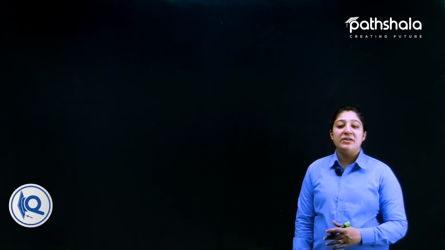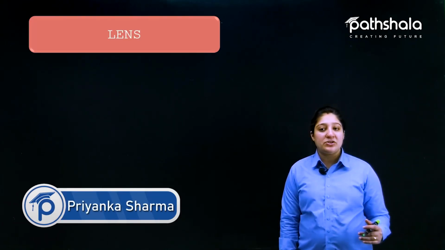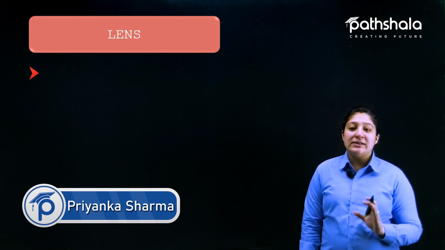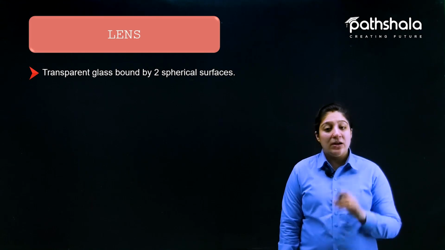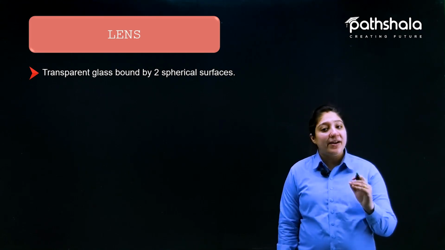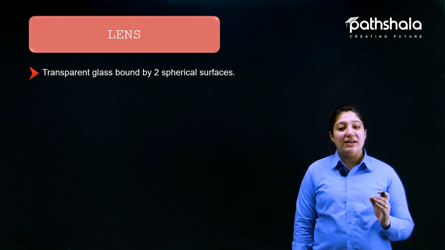So here we are done with the mirrors topic, and let's move to the next topic, that is lens. Now what is lens exactly? These are the transparent glass bound by two spherical surfaces. Now lenses are also known as spherical lenses. Now why are they known as spherical lenses?